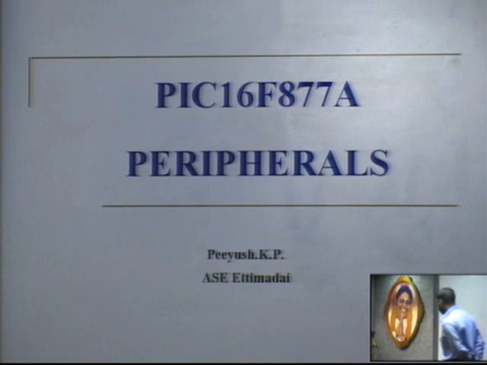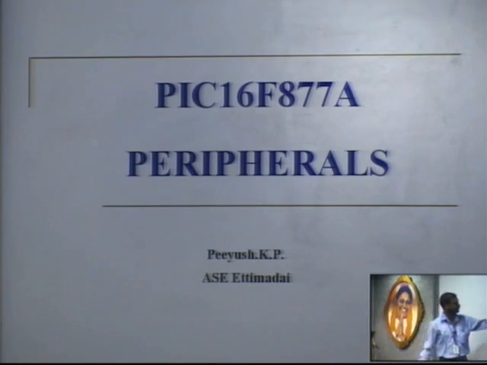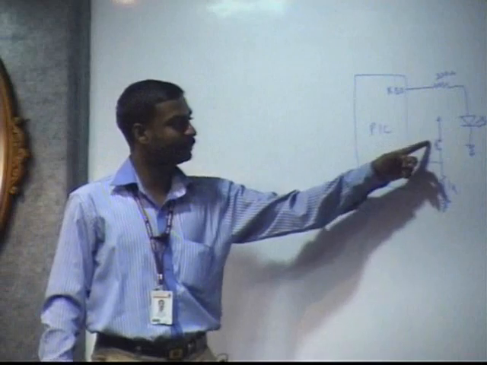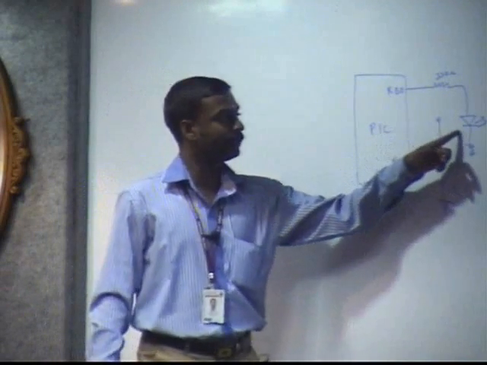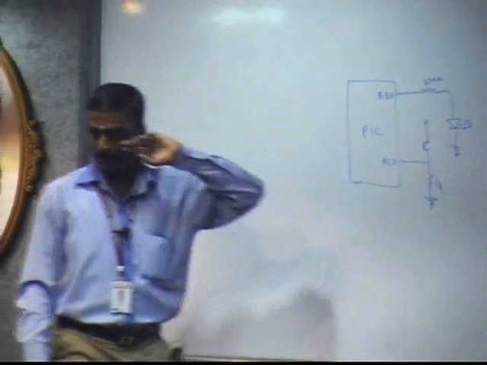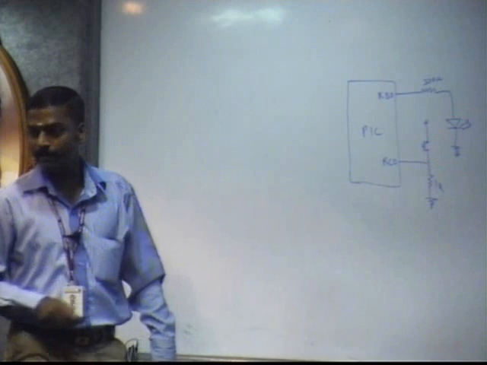So next, write a program for this circuit. Here, when you are pressing this button, this is a push button, this LED should be on. When you are releasing it, it should be off. That is the switch with the LED program.